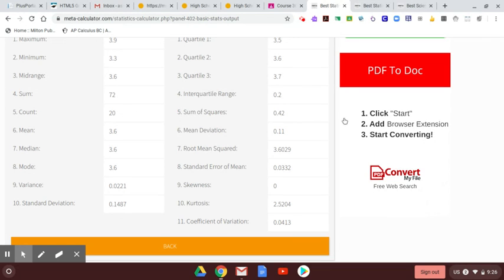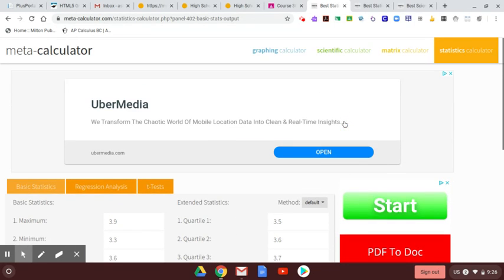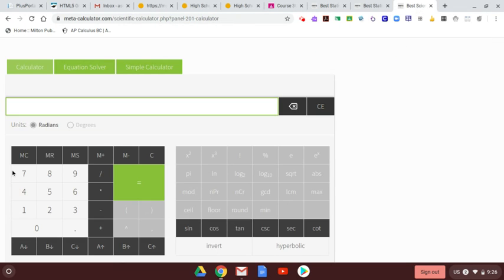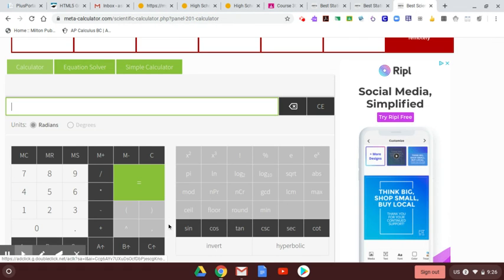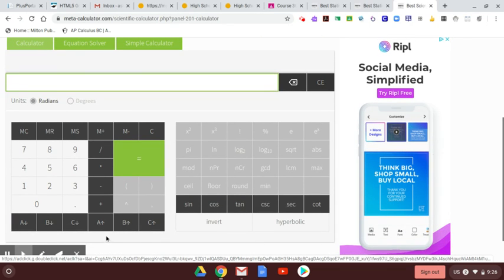If you don't have a calculator that does this, if you go up to the top corner here, you can hit Scientific Calculator, right-click it, and open it up into a new tab. And it will give you a scientific calculator here. So we can do our computations. We said we're going to do the square root of the 0.42 divided by 20.